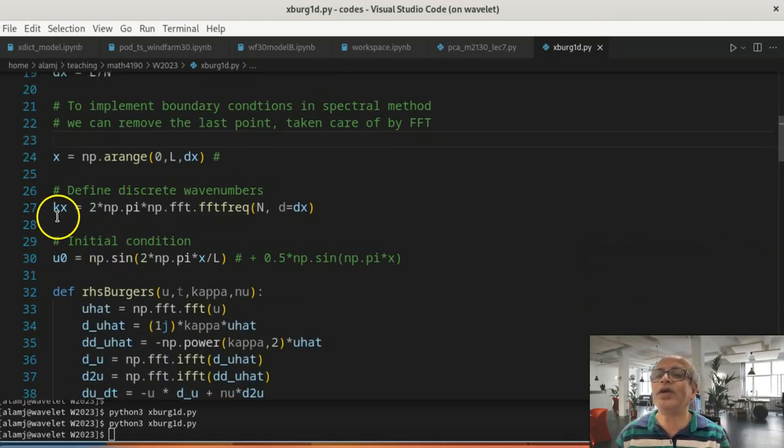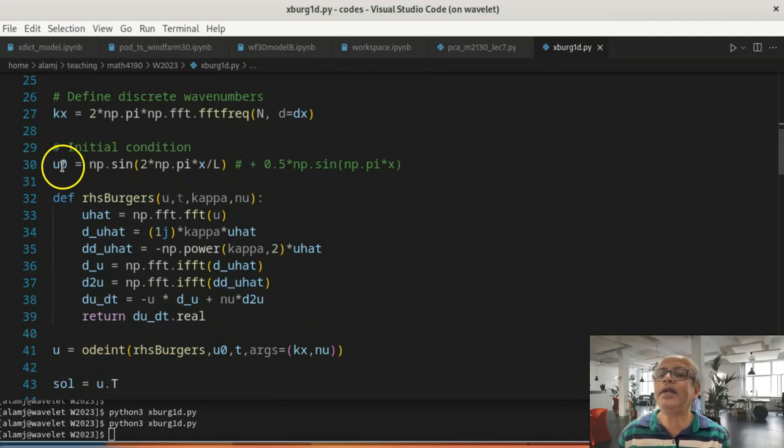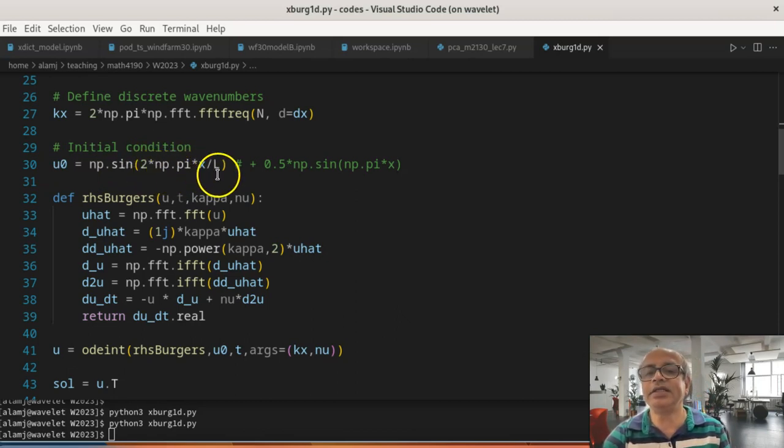Then I have the wave number kx defined. Let's not discuss much about that. This is an FFT routine. Another time I will come back and discuss the mathematical definition, how we can set up the wave number. Nevertheless, we need the wave number kx to apply the Fourier transform. And then I have here the initial condition u, which I denoted by u0, which is sine of 2 pi x divided by L. So this is just one sinusoidal wave.